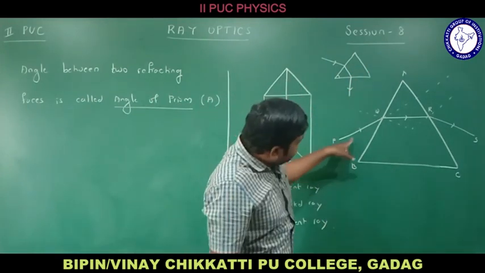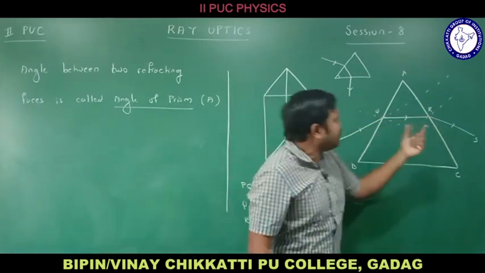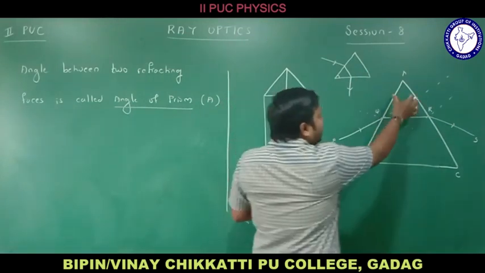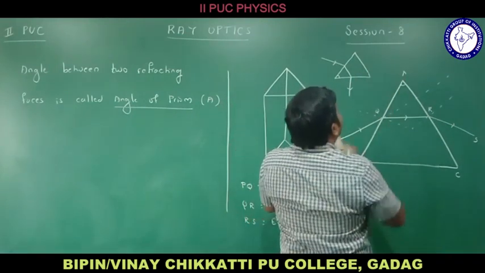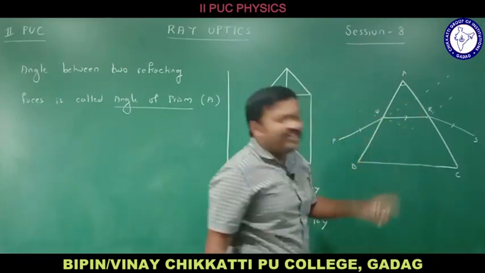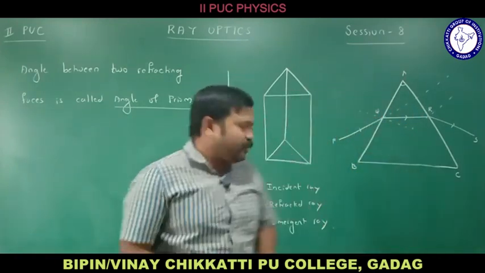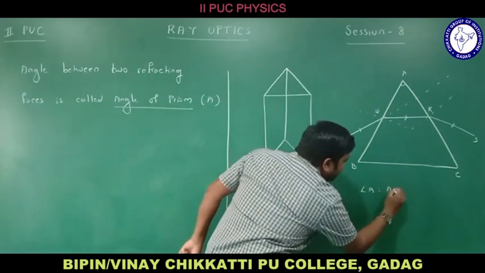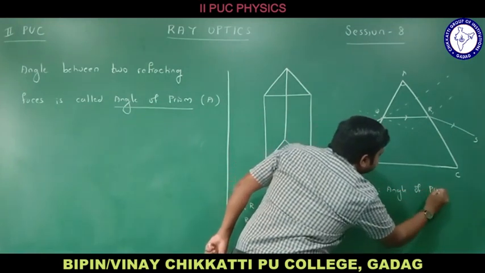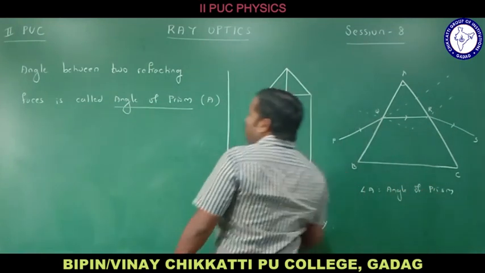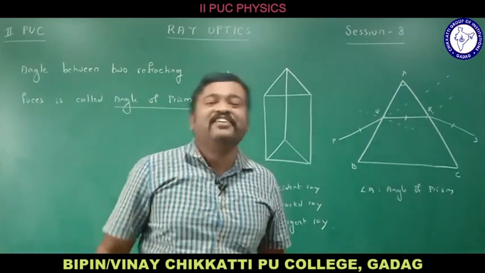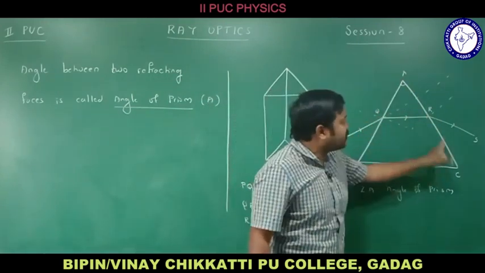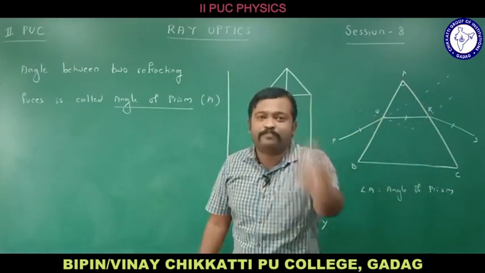Now the ray of light enters at this surface and exits at this surface, so these two will become refracting faces. The angle between these two, this is the angle A, and the angle between two refracting faces is called the angle of prism. Okay, now in this diagram, what is the angle of prism? Let me call angle A the angle of prism. So what is the angle of prism? The angle of prism is the angle between two refracting faces. If this is the incident ray and this is the emergent ray, these two will become refracting faces, and this angle is called the angle of prism.